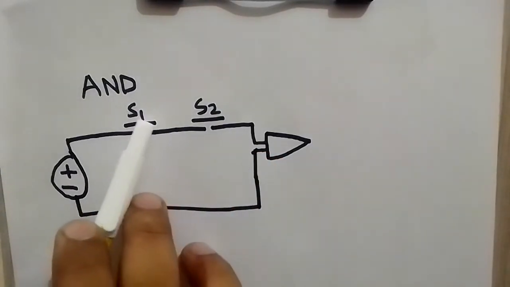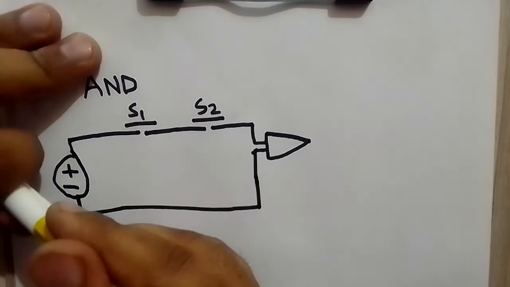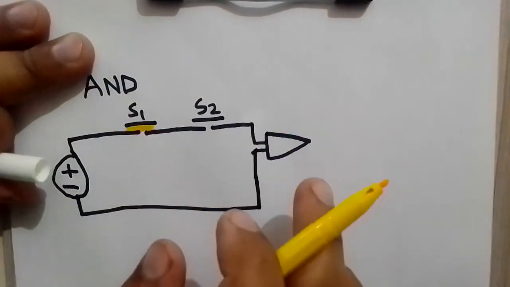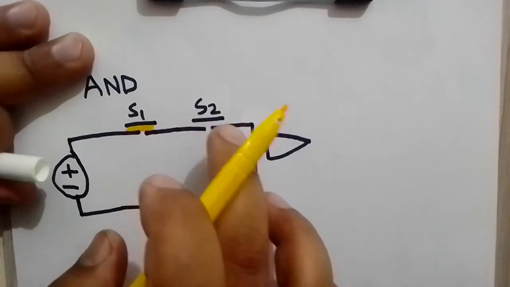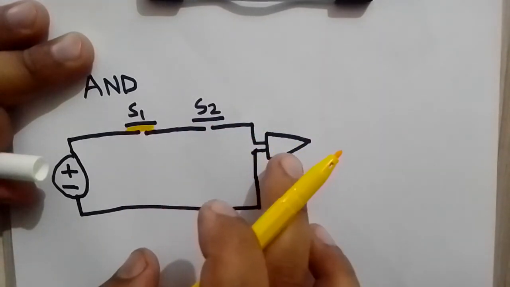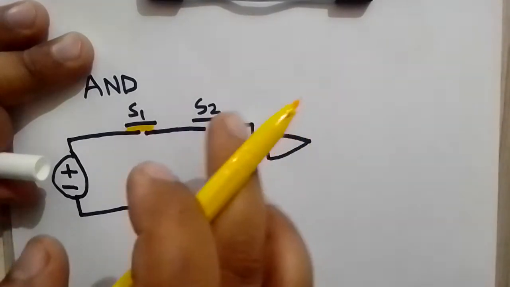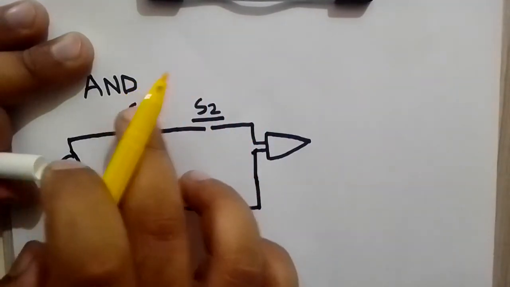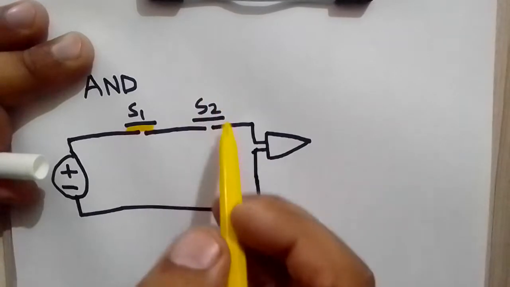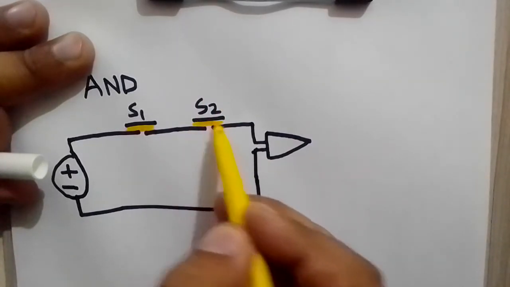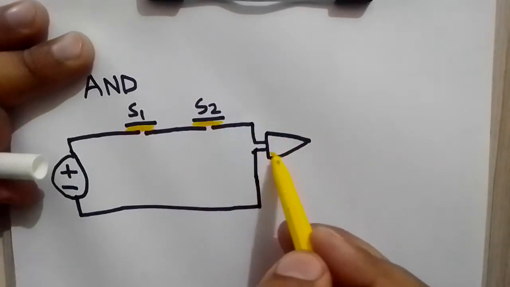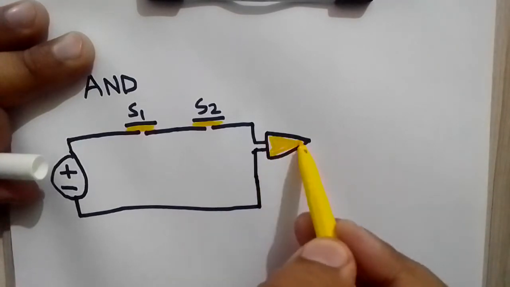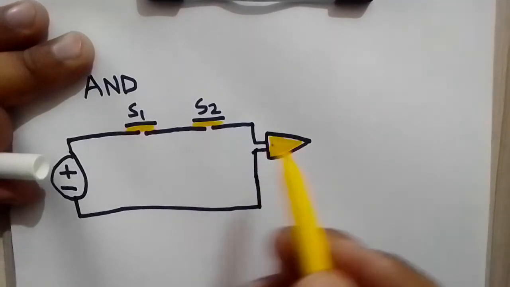When S1 is closed, let us close S1. So when S1 is closed but S2 is not closed, the bulb will remain off. Similarly, when S2 is closed and S1 is open, the bulb will remain off. When both S1 and S2 are closed, the bulb will turn on. This is the intuition of the AND gate.